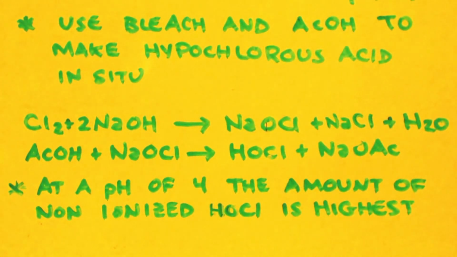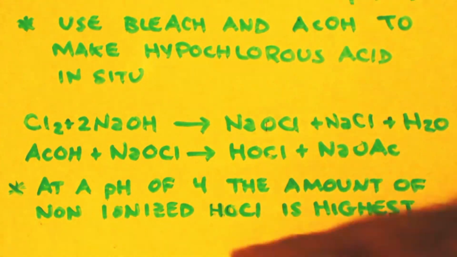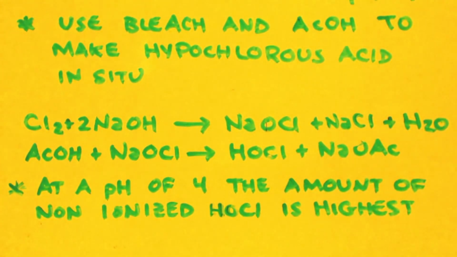Now, this is a fact. At a pH of 4, like by adding acid to bleach, if you can get the pH to 4, right, then the amount of non-ionized HOCl is the highest. To me, that means, that's why I picked pH of 4. I said the reaction likes to be at a pH of 4. I don't know exactly what it likes to be at, but I know it likes to be somewhere between 2 and, say, 6. I know it, okay?